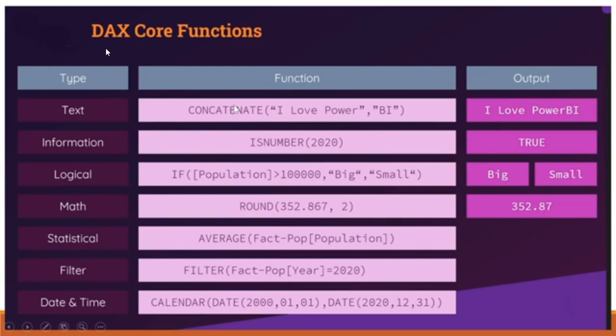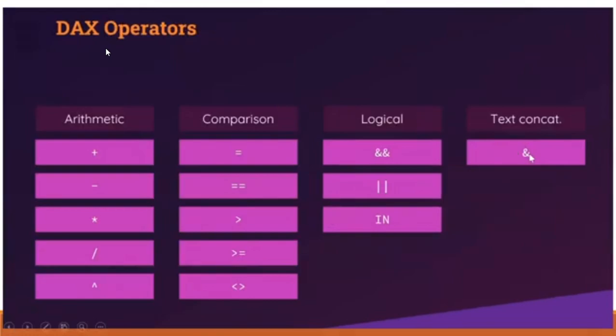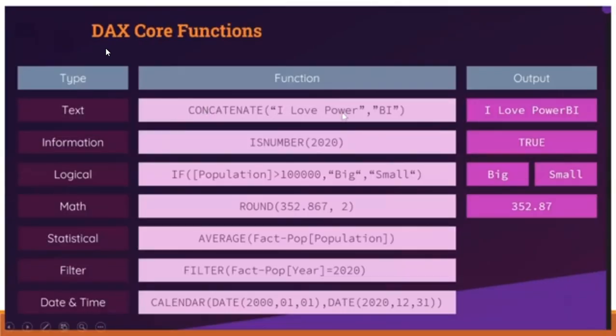And how can we concatenate in DAX? If you want to concatenate two columns, then you will use the ampersand symbol. If you want to combine only two values, you will use the comma, and then the function would be CONCATENATE. This is similar to Excel, right? In Excel also you use the same function.